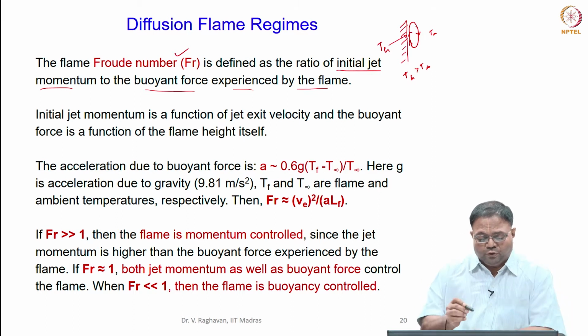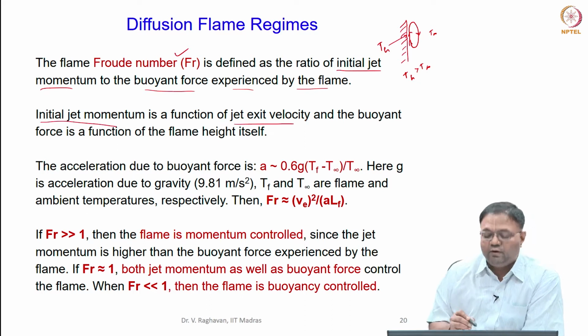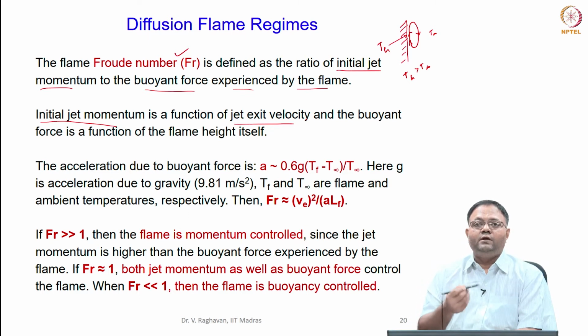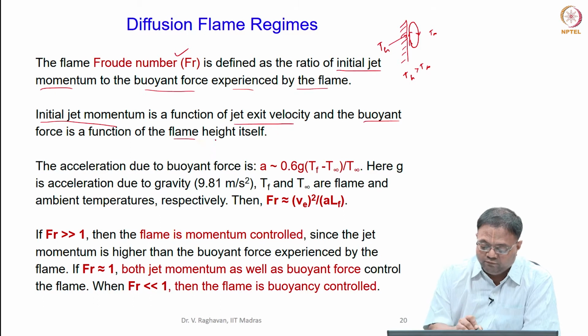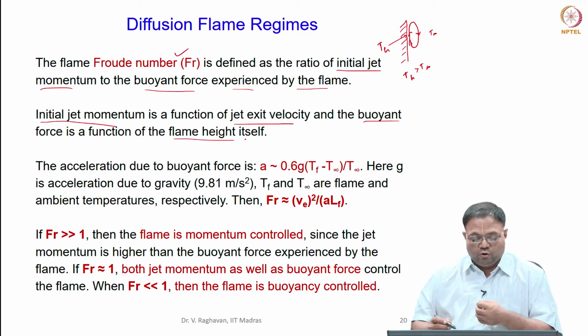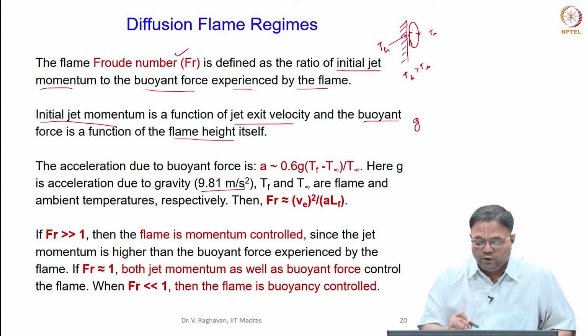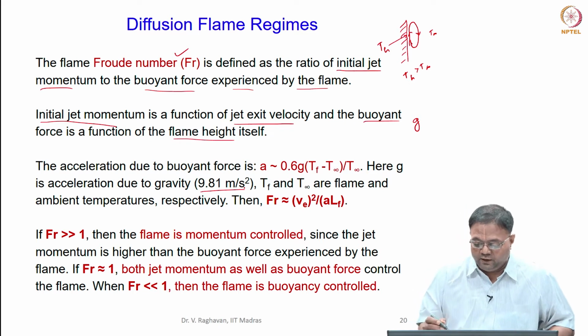The initial jet momentum is affected by the jet exit velocity. If you increase the velocity, the momentum will increase. For the buoyant force, as I told you, the entire flame length will affect it. The acceleration due to buoyant force depends on the g value, the acceleration due to gravity, which is 9.81 meters per second squared.